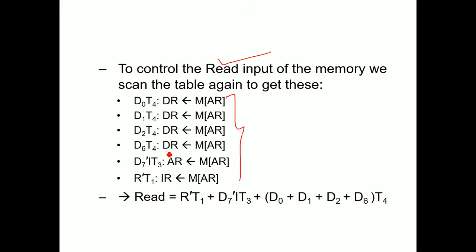Okay, so if we consider these instructions, here T4 is the common term. That's why we have written it like this: D0 plus D1 plus D2 plus D6 into T4. And what is this one? D7' I T3. And what is this one? R' T1. If we add all these terms, then we will get the corresponding circuit.